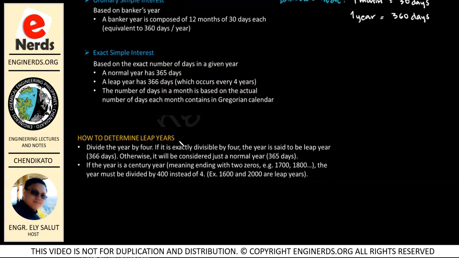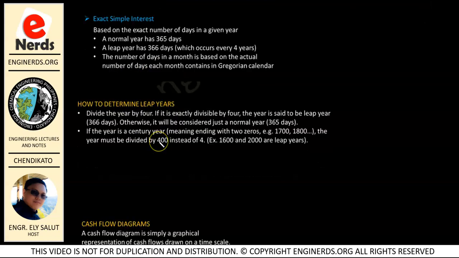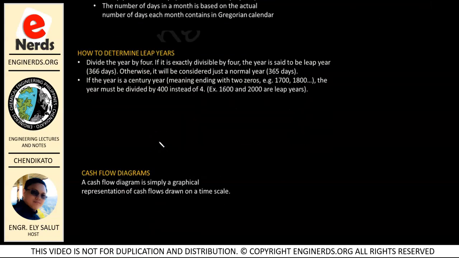So, of course, para malaman natin kung ilang days meron sa isang year, it will be either 365 or 366 days kapag merong leap year. So, kailangan malaman natin kung yung year na yon is having a leap year or not. Okay, so kailangan malaman natin leap year ba yung year na yon or not. So, paano natin malalaman? Then, we have to calculate.